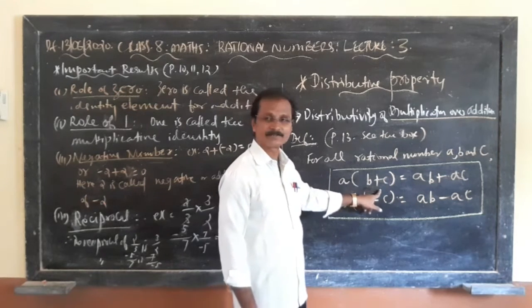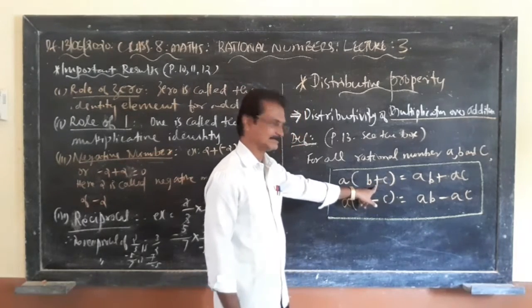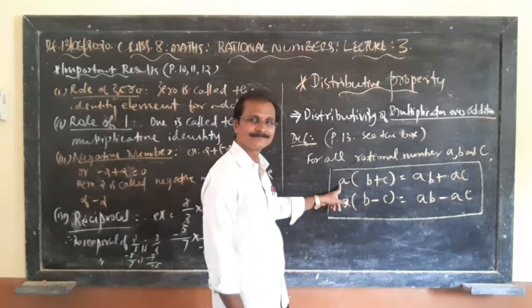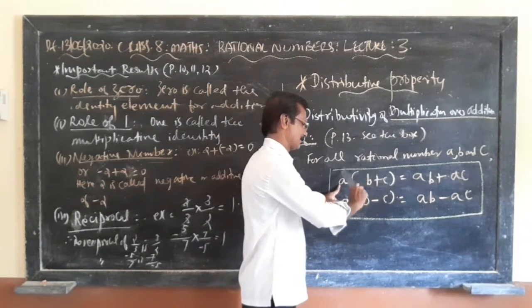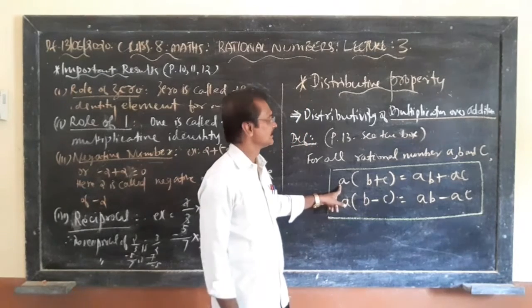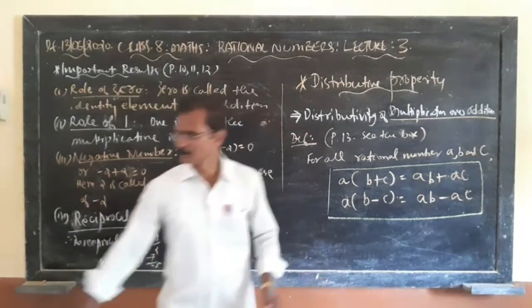A into B plus C. Inside the bracket is addition, and A is outside. A is multiplying with the B plus C. Got it? A into B plus C. Now this is the distributive property.